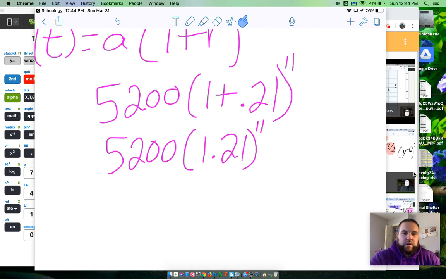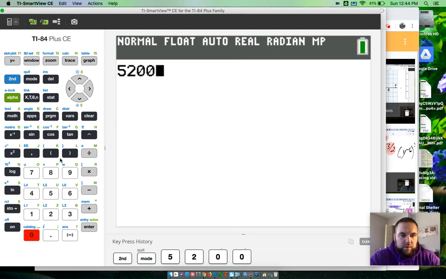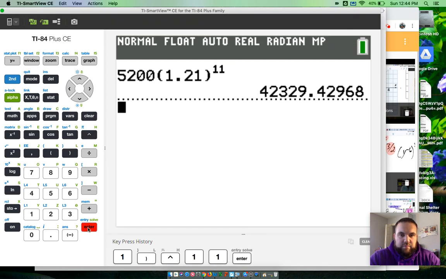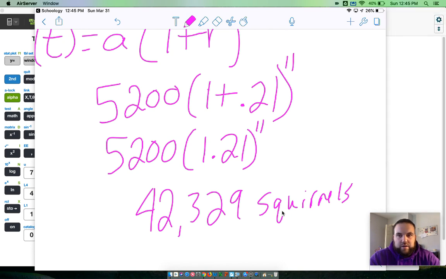So from here, I'm going to go ahead and go to the calculator and type this in to get my future amount of squirrels. So 5,200 times 1.21 raised to the 11th power will give me 42,329 squirrels. Which if you think about is a huge population increase, going from 5,200 to 42,300. The population gets way out of control.